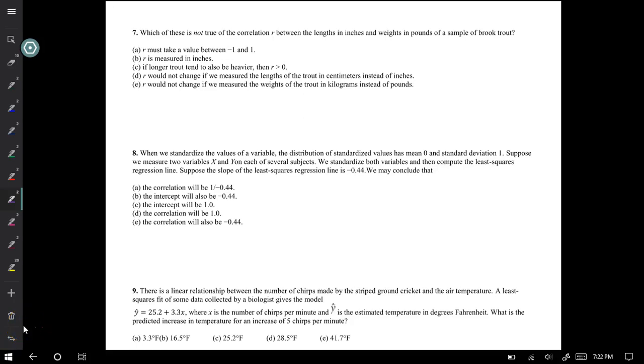In this video, we're going to look at questions 7 through 10 of the Chapter 3 practice test and finish off the multiple choice portion. Which of these is not true of the correlation R between the lengths in inches and weights in pounds of a sample of brook trout? So which is not true?